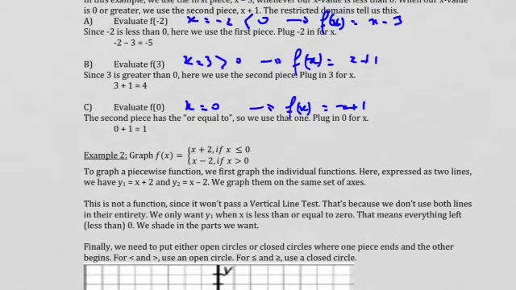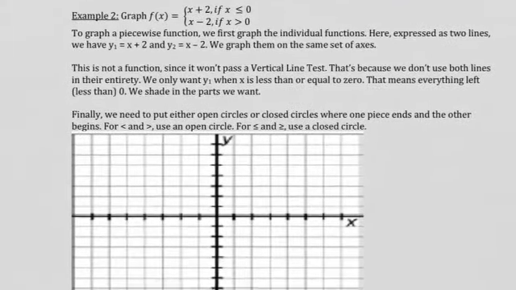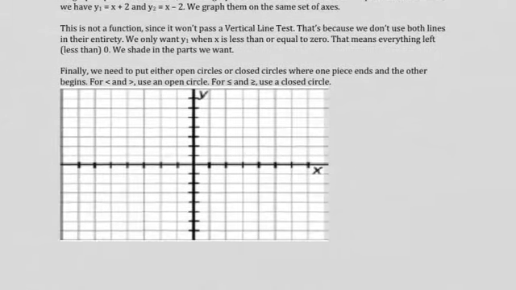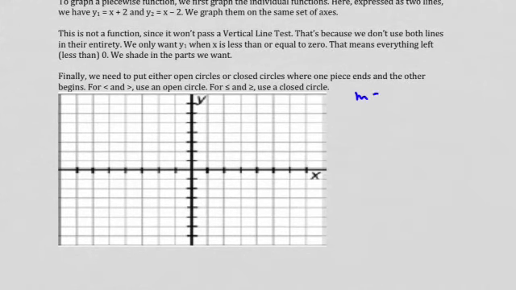Alright guys, now let's focus on example number 2. What do we have in example number 2? We have to graph a function f of x equals x plus 2 if x is less than or equal to 0, and f of x equals x minus 2 if x is greater than 0. So what we can do is graph these two lines. If I graph line number 1, we have a slope m equal to 1 and a y-intercept of 0 plus 2. And for the other one, we have a slope m equal to 1 and a y-intercept of 0 minus 2.